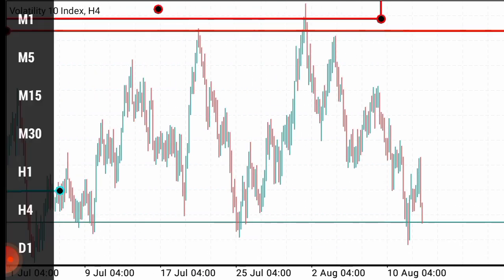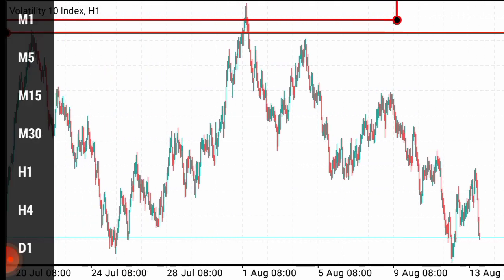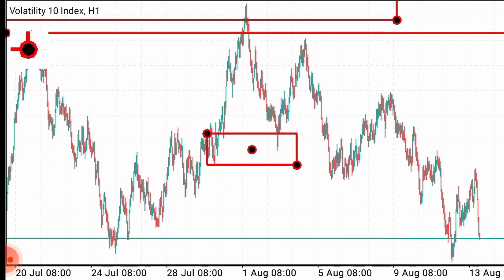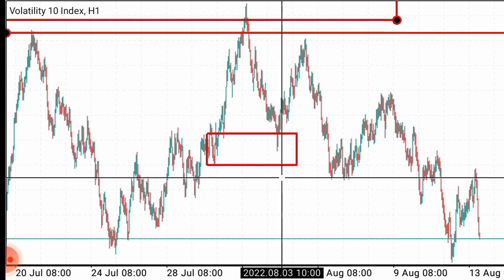Let me go to the H1 time frame. Let me show you something. Oh, good. Market pushed down aggressively and came into this order block here. You can see this order block here. You see the order block? A nice, beautiful order block.